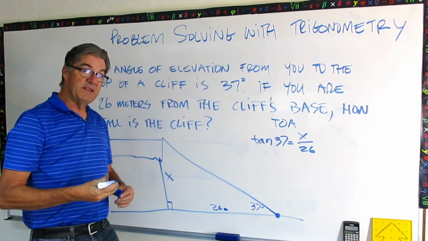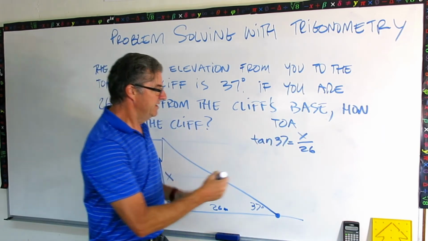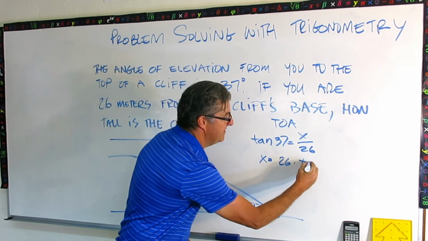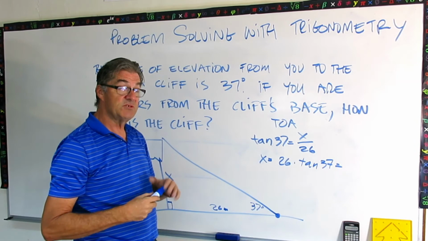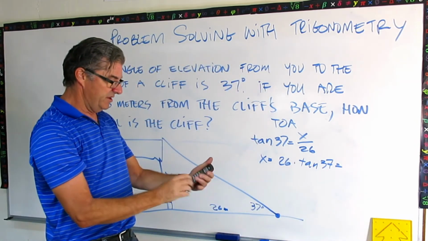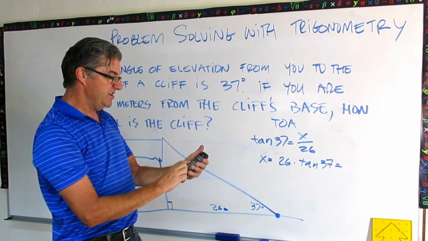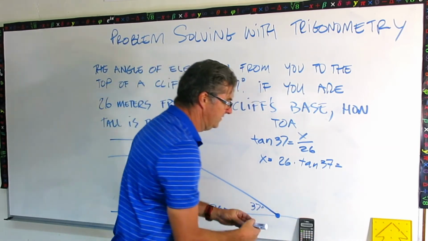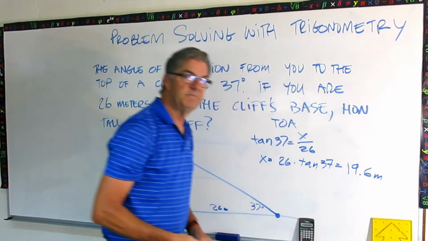And then you know from our little rhyme, when the variable's up high, you multiply. So x is going to equal 26 times tan 37. Now you can't solve this without a calculator. So pull out your trusty calculator, put it in there. 26 times tan 37 equals 19.6. So this cliff is 19.6 meters high.